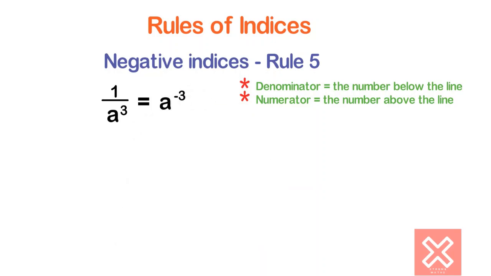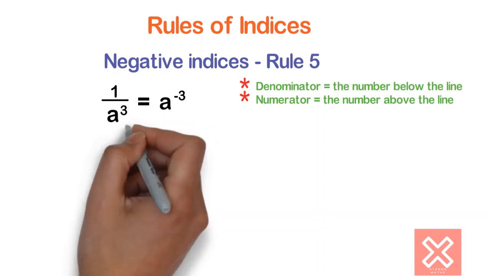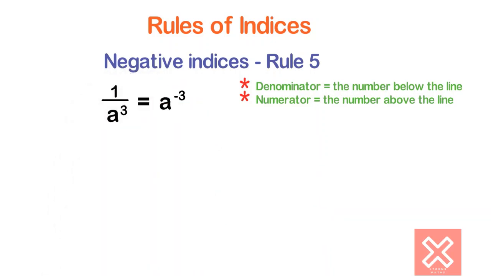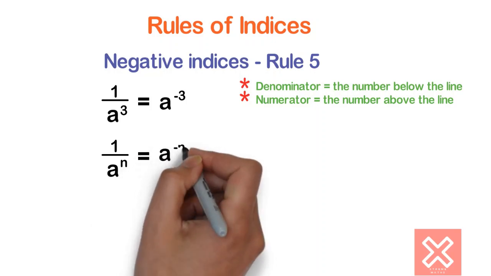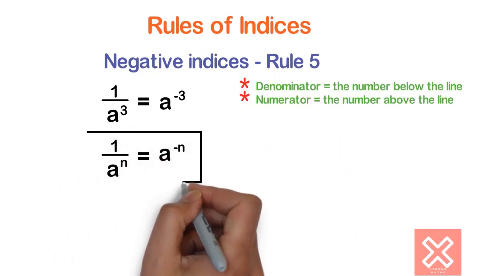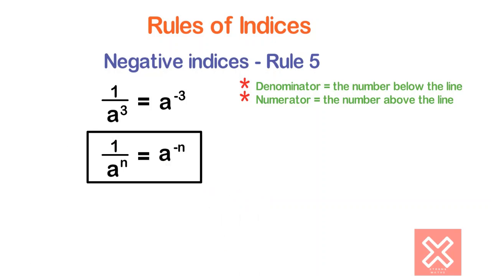The index of the power in the denominator, this is the denominator, right, changes sign when it is brought to the numerator. Now it's brought to the numerator, it becomes a minus index. 1 over a to the power 3 becomes a to the power minus 3 when brought to the numerator. Instead of index 3, we can write any value: 1 over a to the power n equals a to the power minus n. This is indices rule 5, the negative rule.